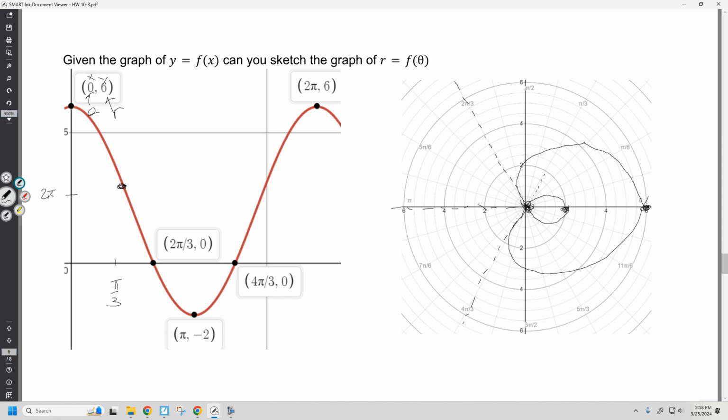Will you have to sketch it on the AP test? No, but you'll have to be able to pick out which one's which.